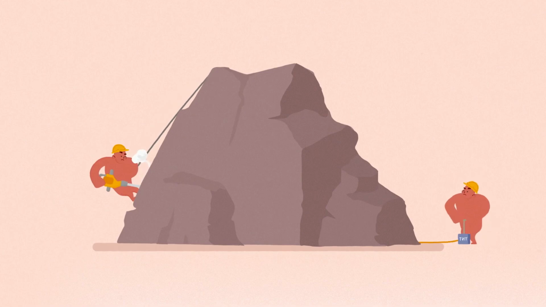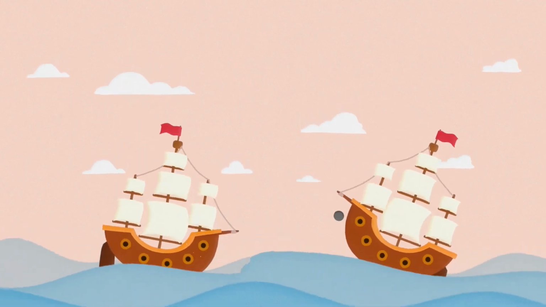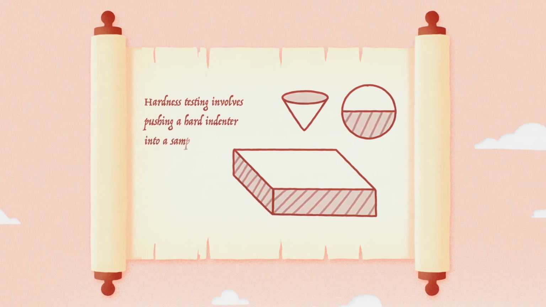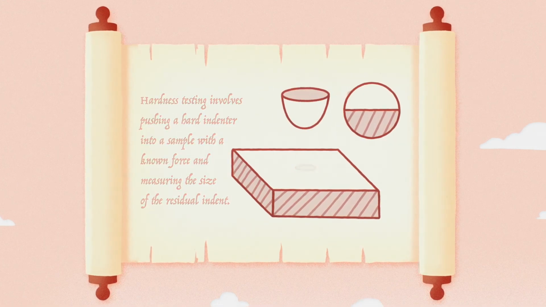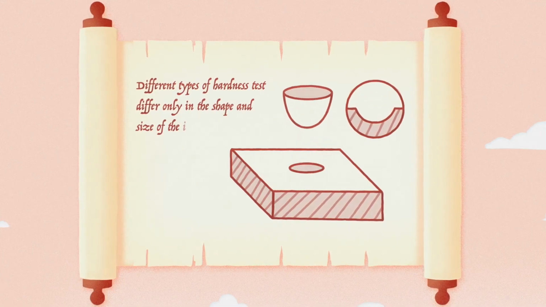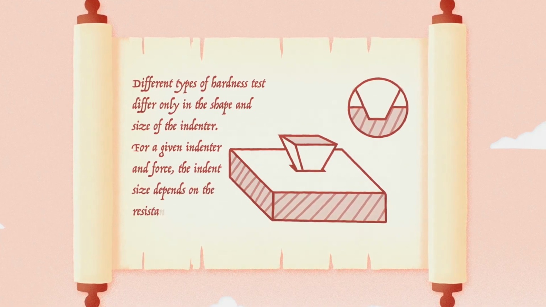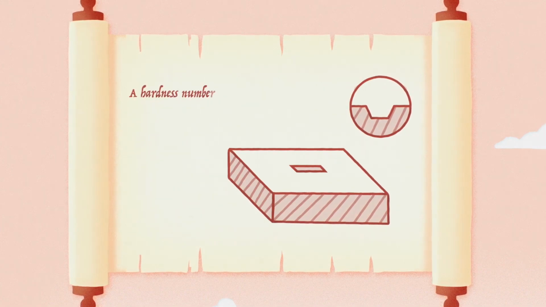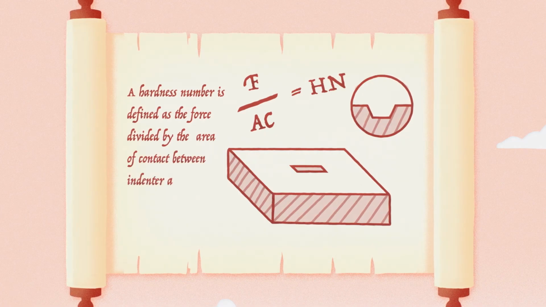the strength of materials. The oldest is the common hardness test, dating back to 1722. Hardness testing involves pushing a hard indenter into a sample with a known force and measuring the size of the residual indent. Different types of hardness test differ only in the shape and size of the indenter. For a given indenter and force, the indent size depends on the resistance of the sample to plastic deformation. A hardness number is defined as the force divided by the area of contact between indenter and specimen.